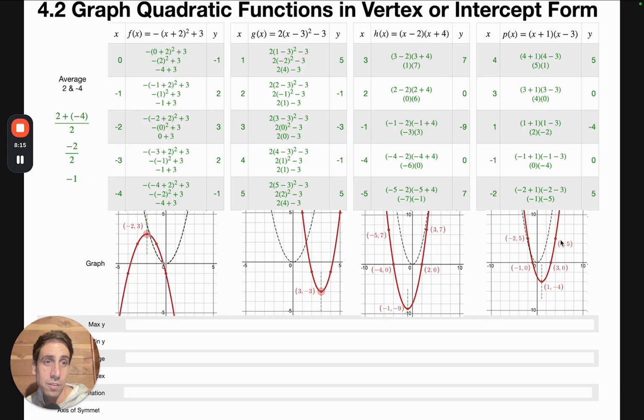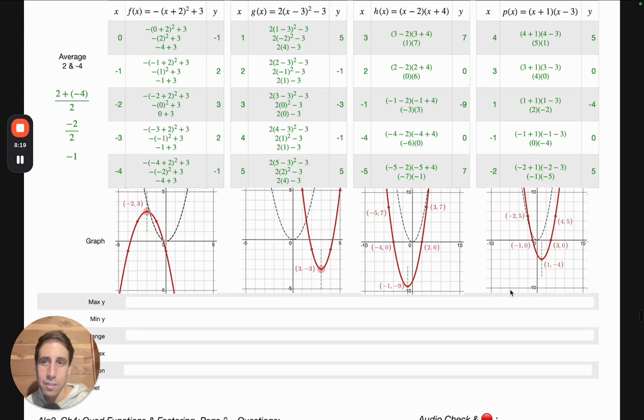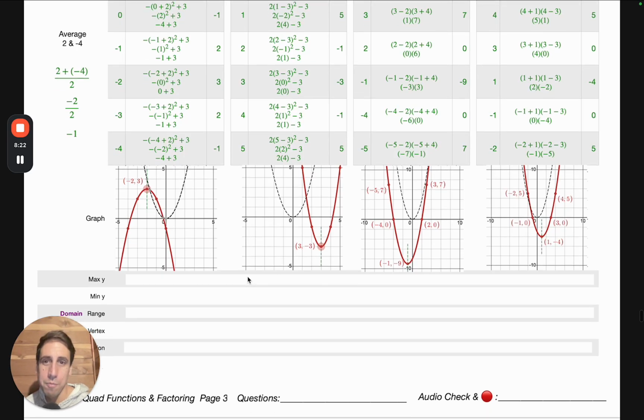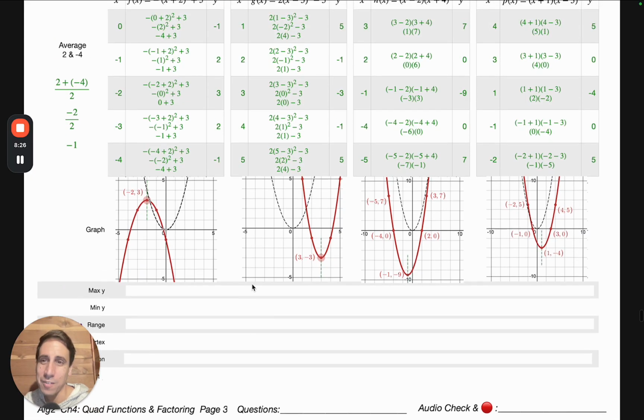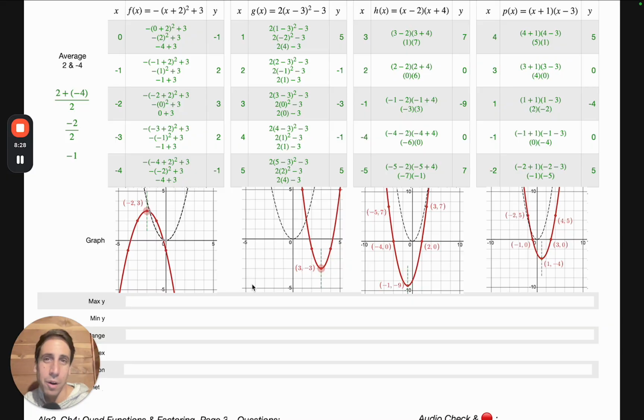Plotting all the points, this is what it looks like. All right, let's describe these graphs. Maximum value of y. We already know that the domain is going to be all real numbers for all of them, because you could put any x value you want in here and calculate a y value. That's what it looks like on the table.